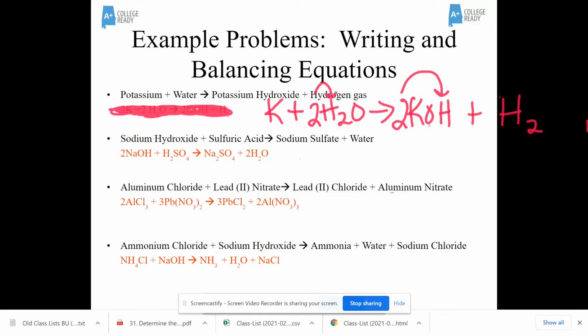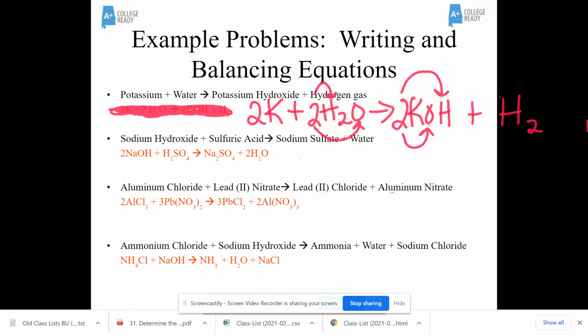But now I messed up everything else, didn't I? You have the right number of oxygen. Okay, I do have the right number of oxygens. I got 2 oxygens here and 2 here, so that's okay. But I did mess up the potassiums. I just put a 2 right here.